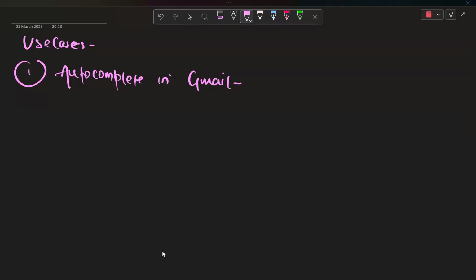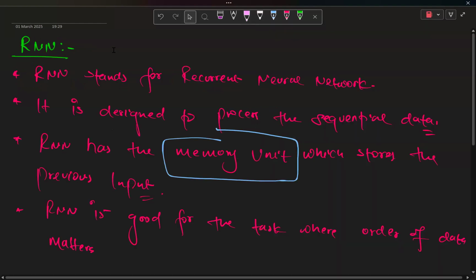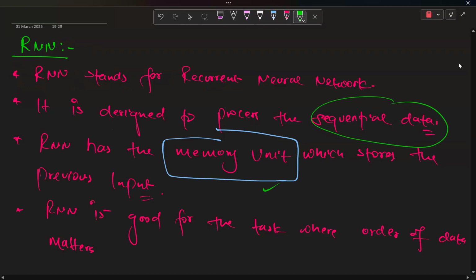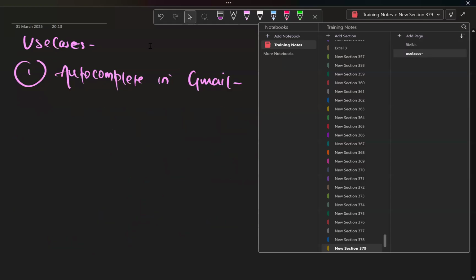Those who have joined late, let me inform you, we are discussing the next type of model that is called RNN. It has two important things. First, it will take a sequence of data. Second, it will have a dedicated memory unit. And now we are discussing the use cases.